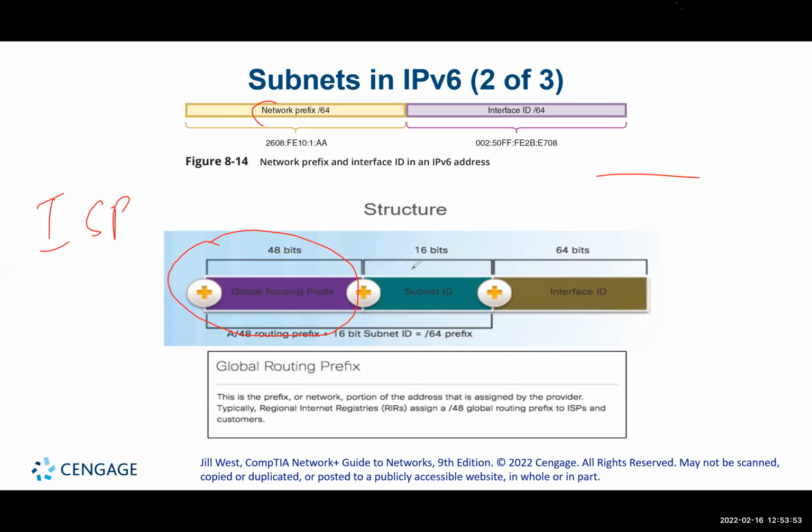Right? And the next 16 bits here are the subnet ID. That means you can take it and give it to every subnet you want to break it into here. So if you have 16 bits in the subnet, basically you have 2 raised to power 16, about 65,000 subnets. Yeah, you can be very flexible with that. You can break it down into many subnets here.